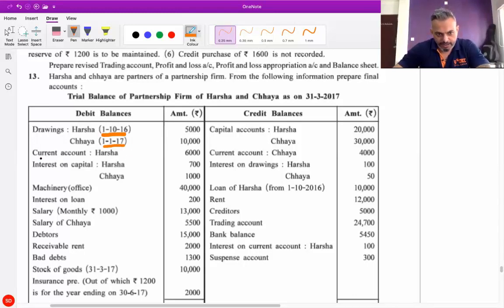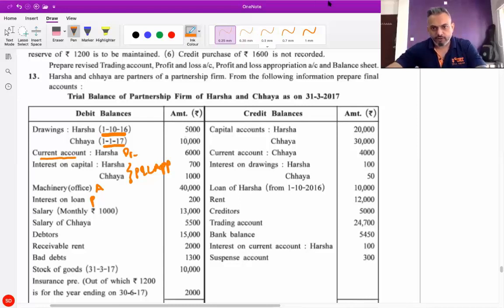Then current account is also here. I'm marking it: Harsha, which has a debit balance, so it will go to asset. Oh, sorry, we'll record it on the debit side, because there are adjustments also. So it will be recorded on the debit side of a current account. Then you have interest on capital, which is already given for Harsha and Chaya. This will go to P&L app, the appropriation account. Then you have machinery, office asset, interest on loan, profit and loss, salary.